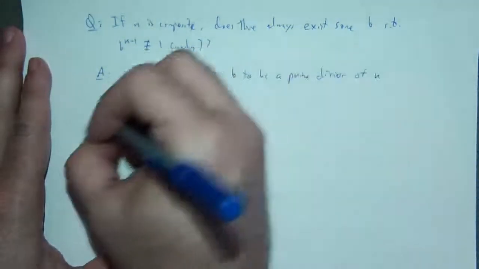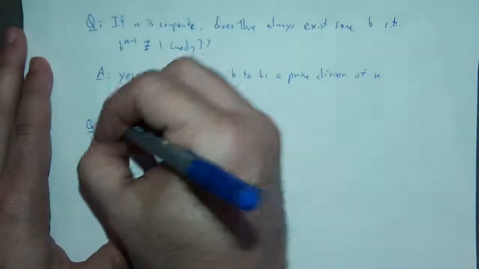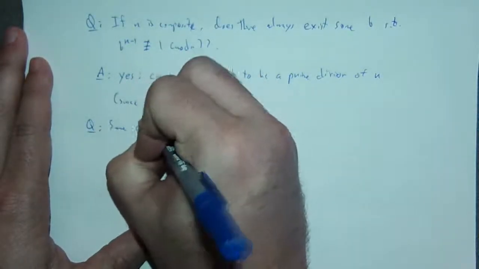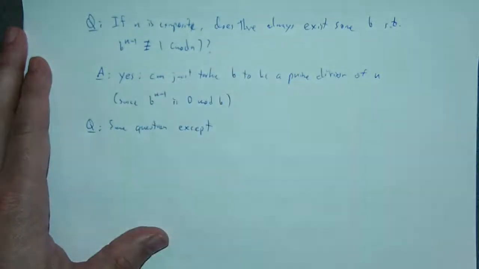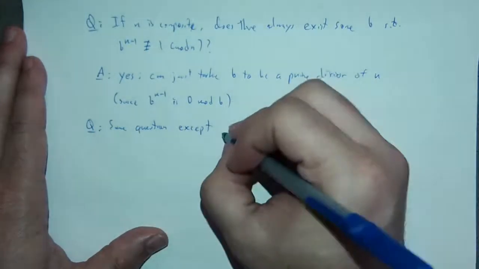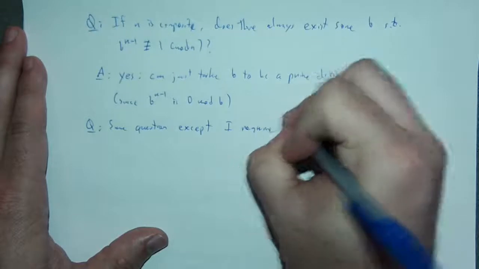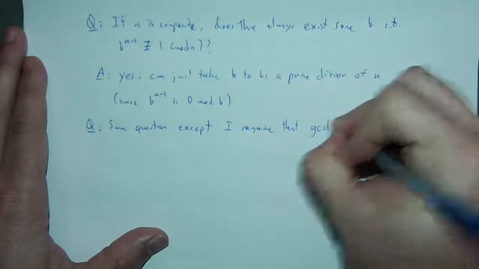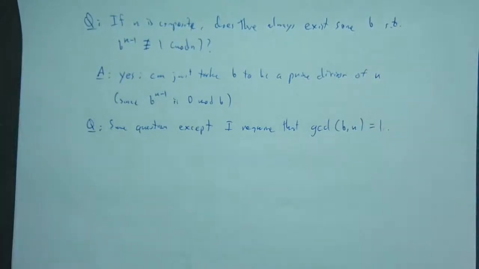Then an additional question. Same question, except I want to get rid of this possibility. So same question, except I require that the GCD of b and n be 1, right? So I require that b and n are relatively prime.